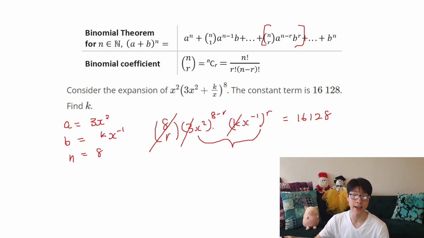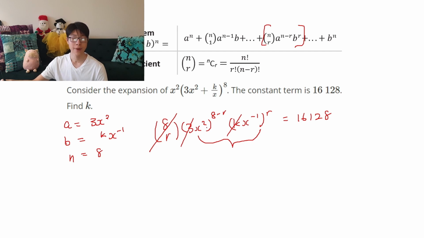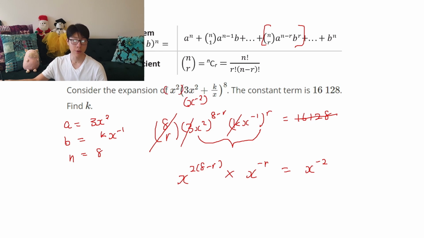So we can rewrite this line as just the indices. If we think about it just in terms of the indices, the power outside the brackets will multiply by the power inside the bracket. So what we get is x to the power of 2 times 8 minus r, multiplied by x to the negative r. And this will have to equal x to the power of negative 2. The reason why this doesn't equal the constant term is because when we identify the x to the negative 2 term, it will cancel with the x squared over here, giving us the constant term overall.